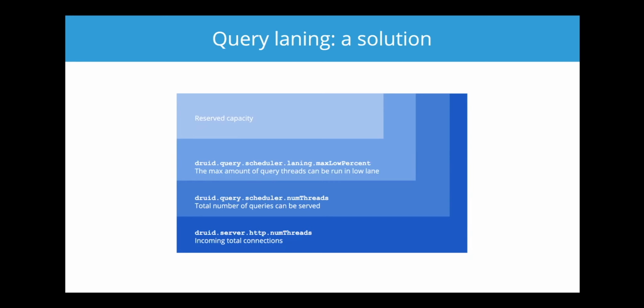And then another new parameter, Druid query scheduler max low %, is the max number of query threads that can run in the low priority lane. That is the most that low priority queries can use. I think this diagram might need to be reworked a little bit, because the reserve capacity is really what's not in that max low %. And the stuff that's not in the max low % is reserved for high priority queries.